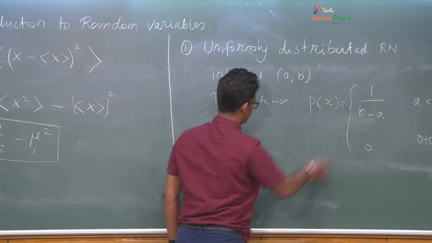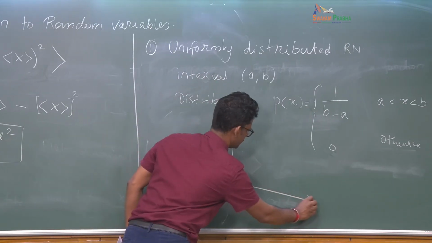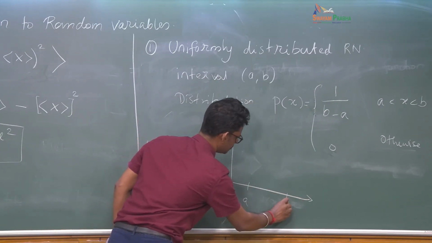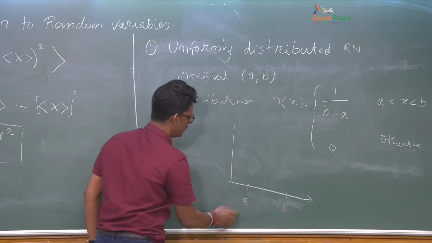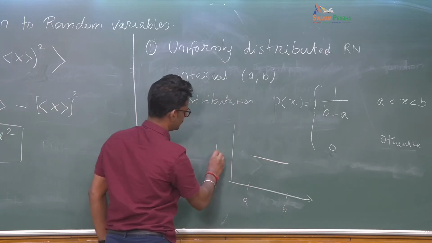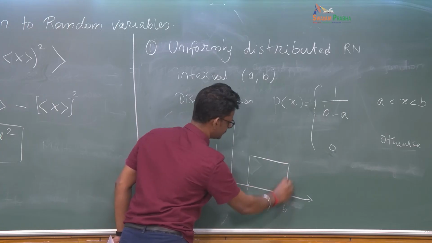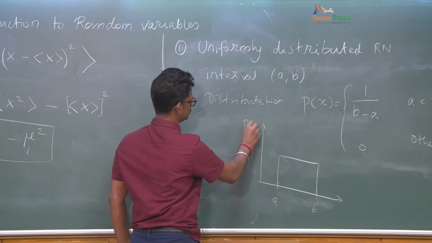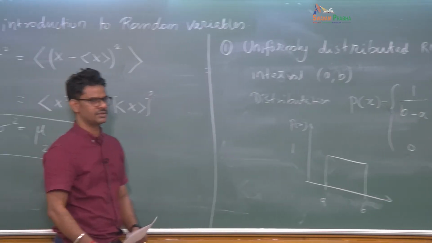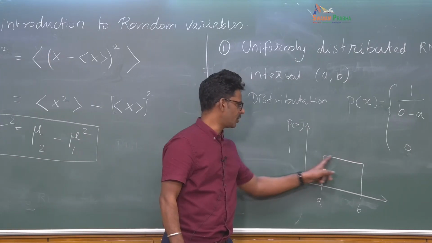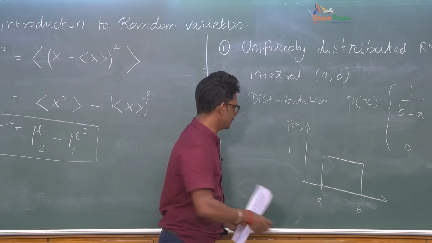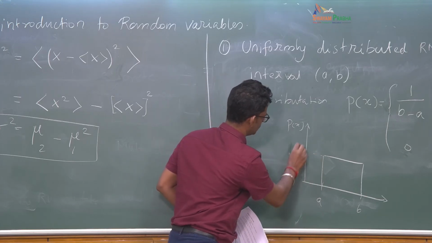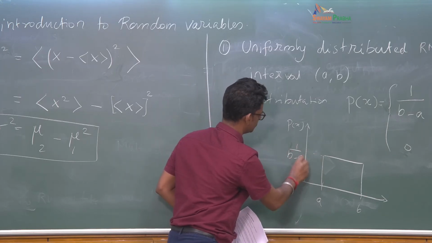So if I plot this function, it would be something like this. So here is a and here is b. Between this range a to b, the probability is constant and 0 otherwise. You can see that the probability is equal for all of them. So this value will be 1 by b minus a.